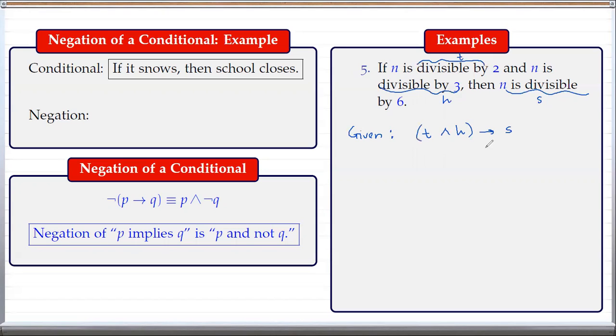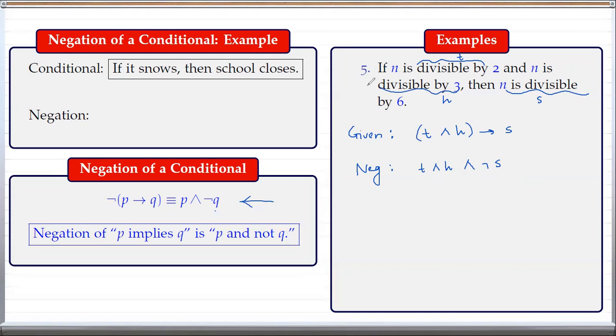I can use parentheses over here. So using this formula, the negation will look like T and H and not S. So we have this as the negation using this statement. Our P in this case is T and H, and Q in this case is S. So we have T and H and not S.